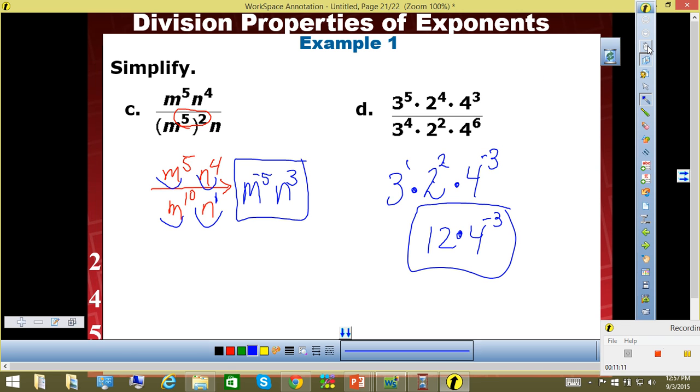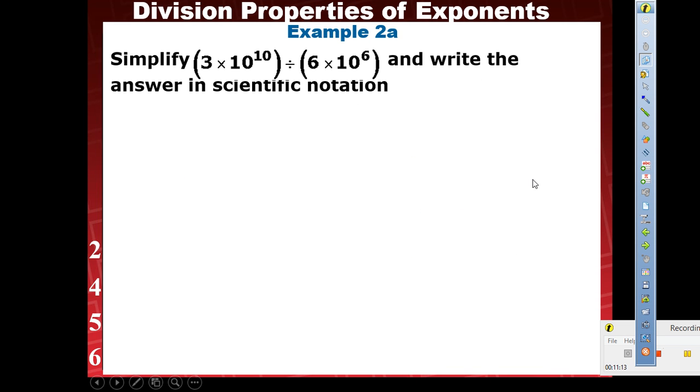Kick it up a notch. Example 2a. Copy this. It says simplify. Parentheses 3 times 10 to the 10th divided by 6 times 10 to the 6th. And write answer in scientific notation. Okay, let's do this one together. Here we go.